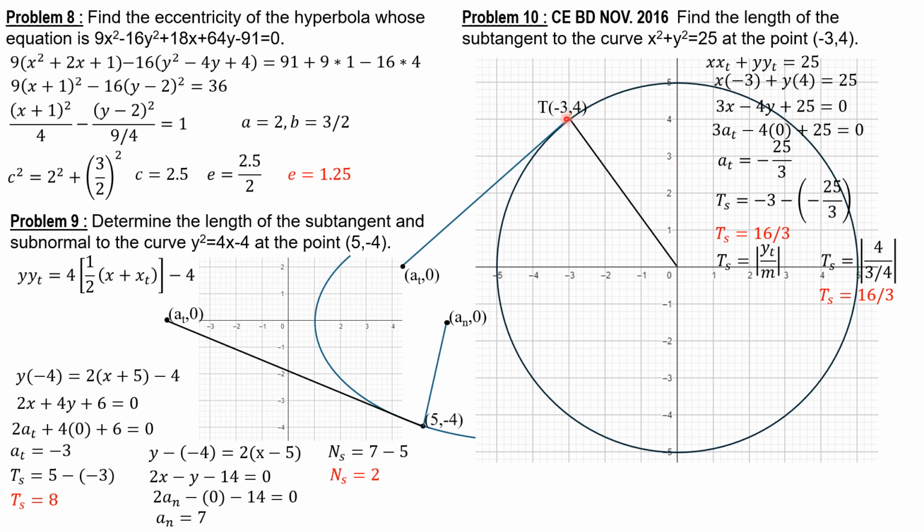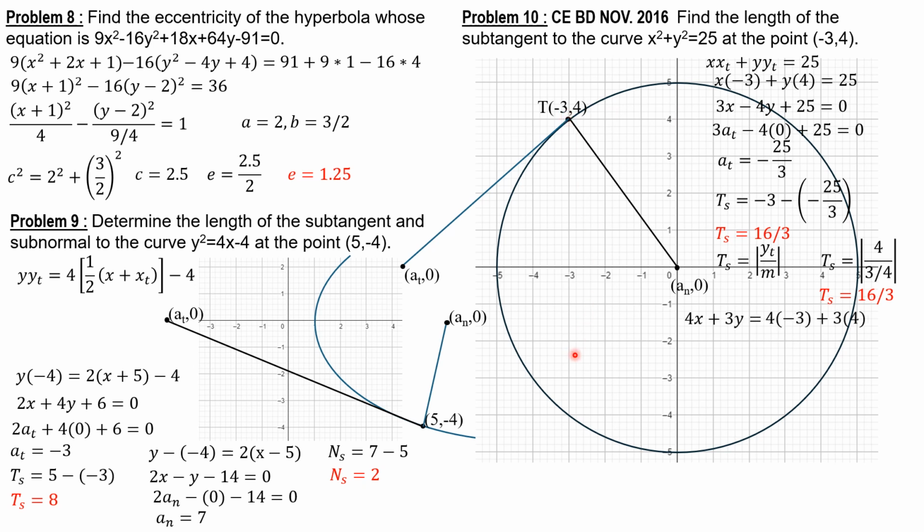For the length of the subnormal, which is this line here, perpendicular to the tangent at the point of tangency, although it's obvious it passes through the origin, the center, because this is a circle, but let's just assume we do not know the coordinates of the intersection of the normal line with the x-axis. So we'll just call that (a_n, 0). Then the slope of the normal line is the negative reciprocal of the tangent slope. By the way, the equation of this normal line is obtained by interchanging coefficients and changing sign. So the equation of the normal line is 4x plus 3y equals 4 times x_t plus 3 times y_t.